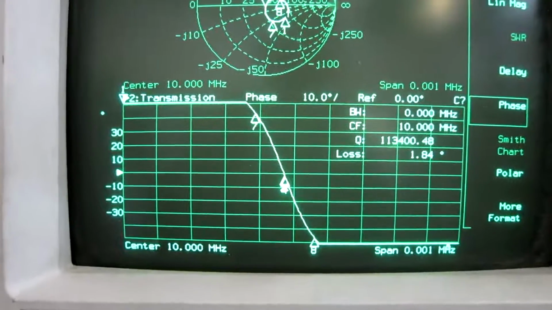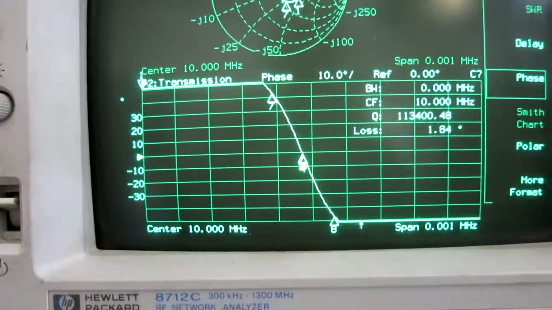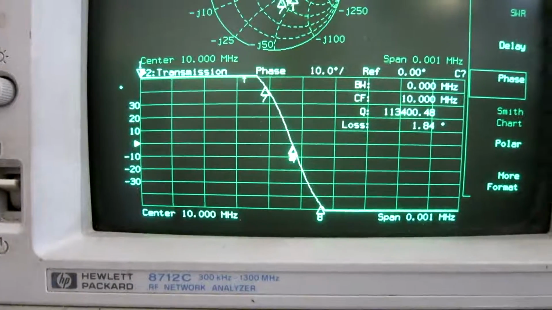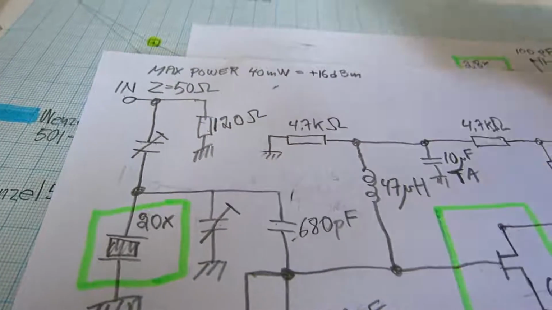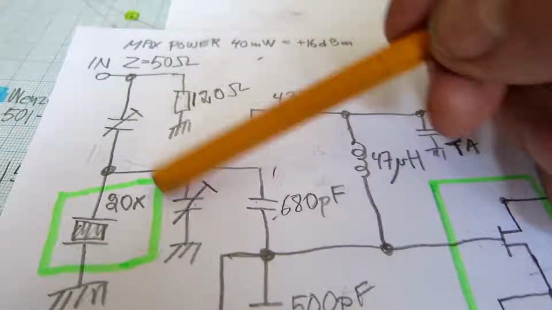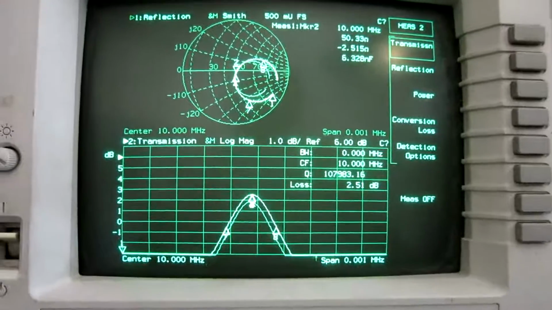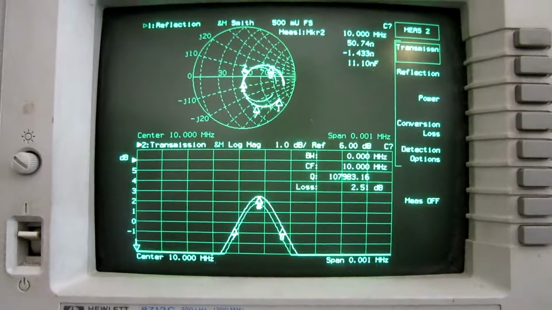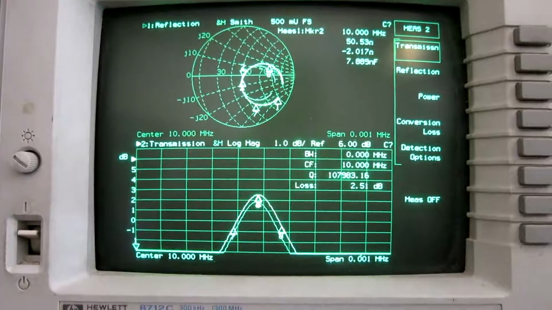At the peak, the phase angle is here, very close to 0. So tuning is correct. I have increased the input resistor from 100 to 120 ohms and retuned these capacitors. That increases the gain by about 1 dB, but the impedance is now also very close to 50 ohms.